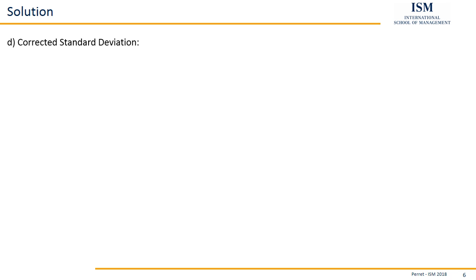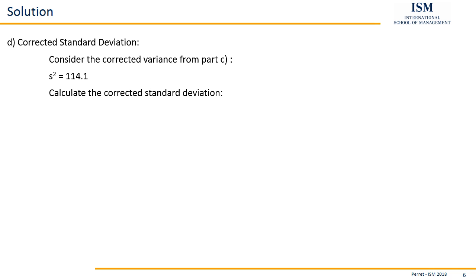Well, there's only one step left, that's the corrected standard deviation. This, however, is relatively easy. We can copy the corrected variance from the previous part and just calculate the standard deviation by taking the square root of this number. So the square root of 114.1 is approximately 10.6818, giving us thus the standard deviation.